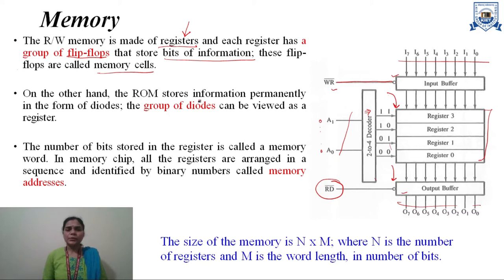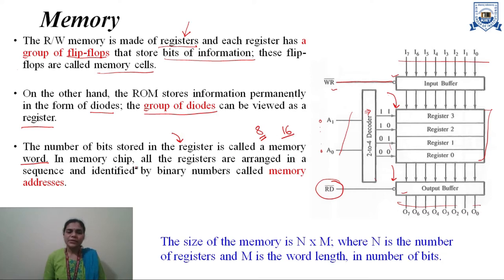On the other hand, ROM stores information permanently in the form of diodes. So ROM consists of groups of diodes, and these groups of diodes are called registers in the case of ROM. The number of bits stored in a register forms the word of the memory. So if a register is capable of storing 8 bits, then we say that the word size is 8. If the register is capable of storing 16 bits, then we say that the word size is 16.